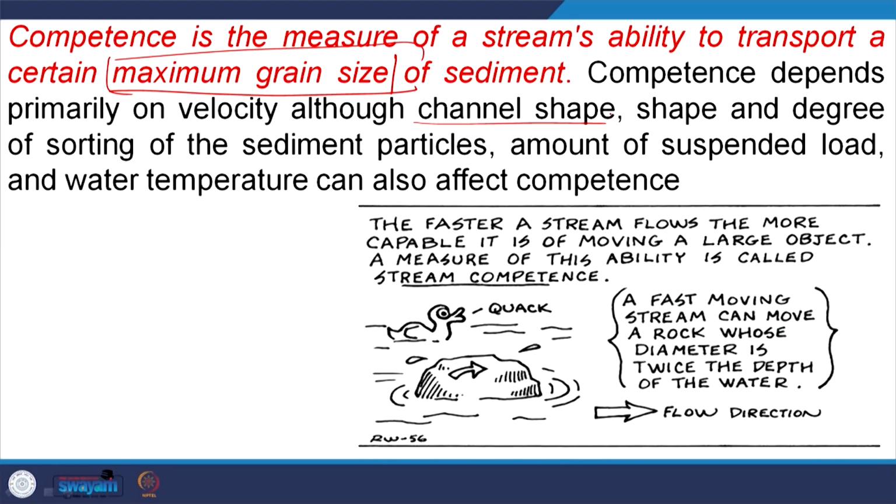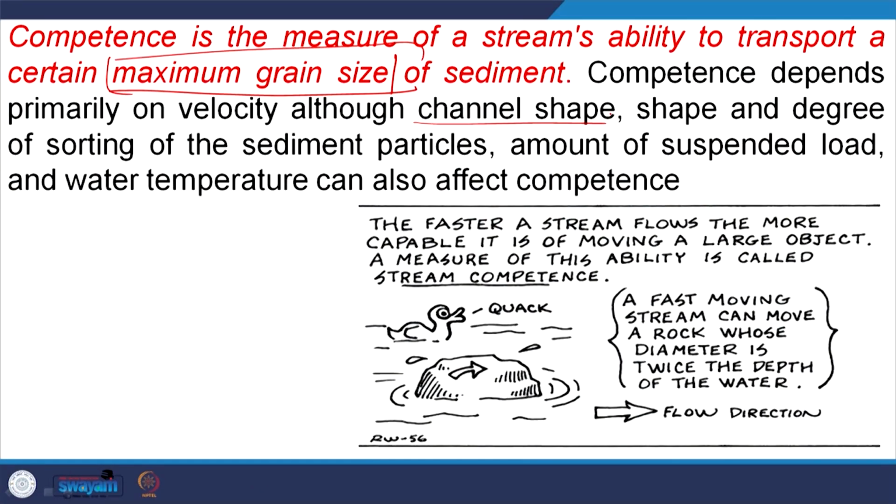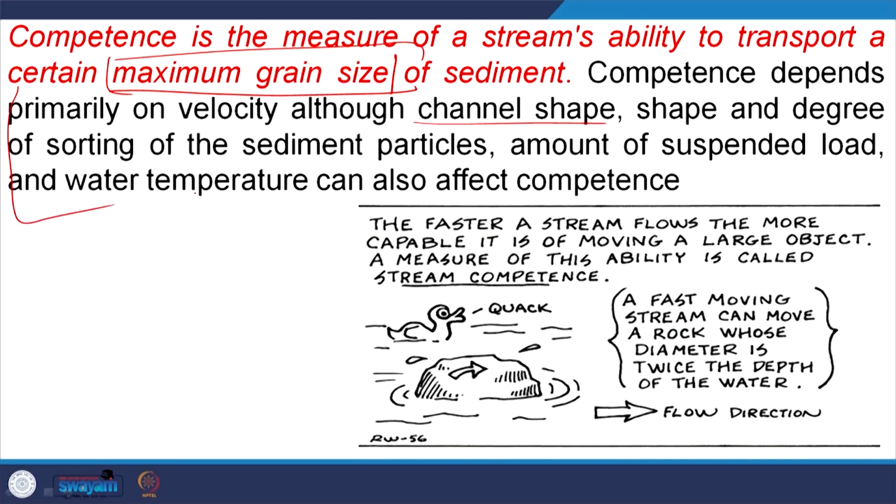Then the degree of sorting is also a factor. Degree of sorting means the grain size distribution. If the distribution is very close, that is well sorted. If the distribution has a wide range, starting from clay to boulder, it is not well sorted, or poorly sorted. Then there is the amount of suspended load, how much suspended load is created from the source, and the water temperature, whether it is cold, warm or hot water. So, these are the parameters defining the stream competence.